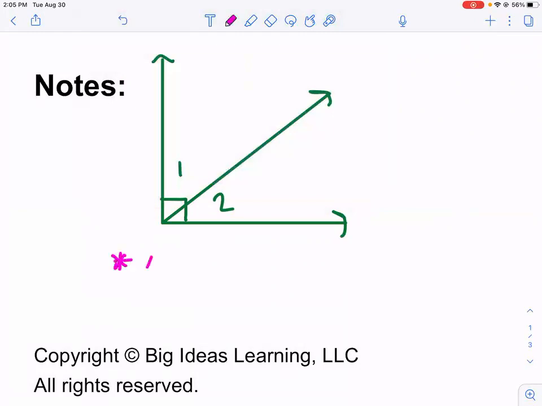Who said how? This has the box. So if this is a 90-degree angle, then these two are complementary, because of the angle addition postulate. This angle plus this angle is going to equal the whole angle.